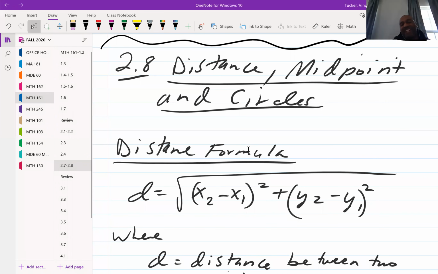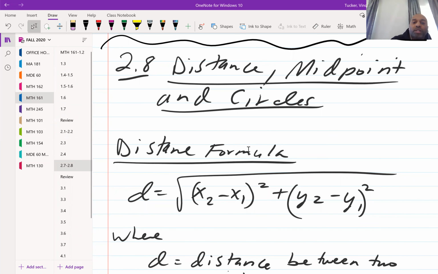All right. So let's look at 2.8: distance, midpoint, and circles. The first one we're going to look at is the distance formula, wherein d is going to be equal to the square root of x2 minus x1 squared plus y2 minus y1 squared. A lot of this section is going to be using the formulas, plugging them in, and calculating.